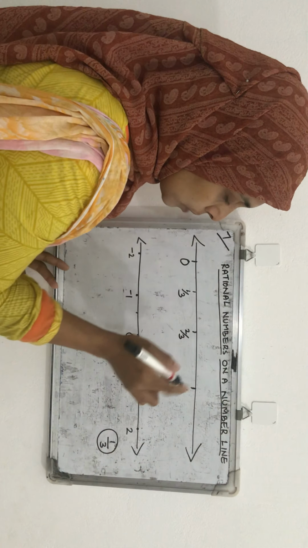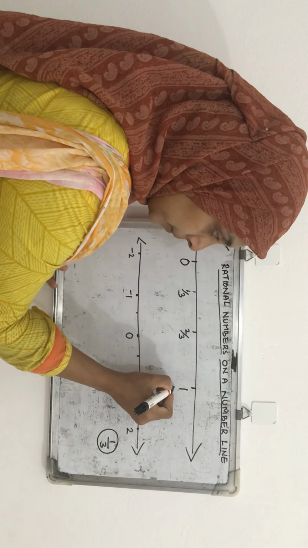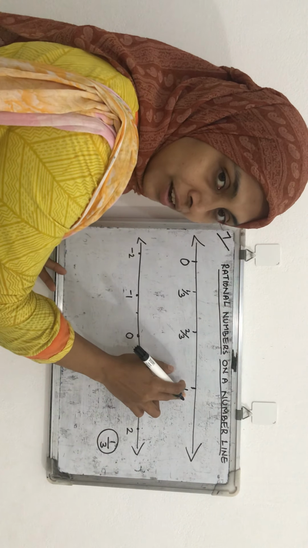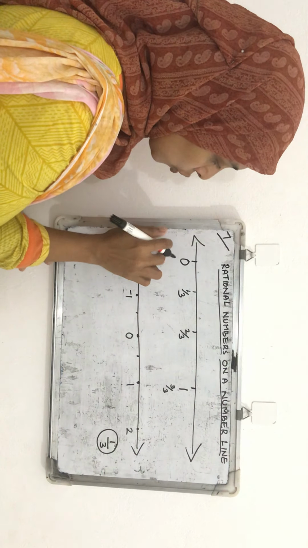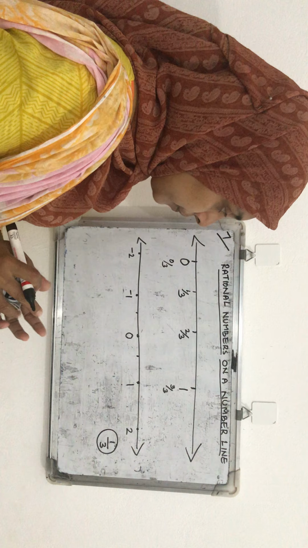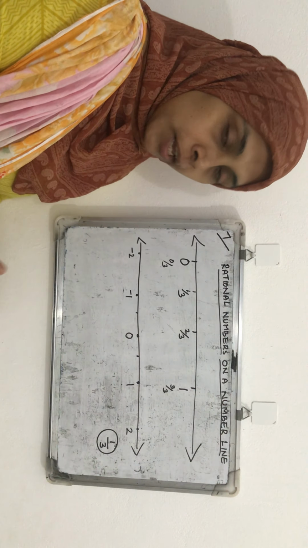This number will be 2 by 3. Now after 2 by 3, next will come 3 by 3. We know 3 by 3 is 1. And 0 by 3 will be 0 also. This way we can represent all rational numbers on a number line.